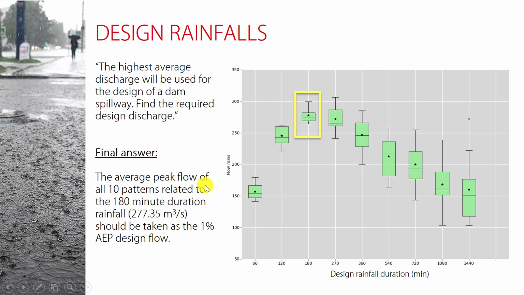So the average peak flow of all 10 patterns related to the 180 minute duration rainfall should be taken as the 1% AEP design flow. So this is the general procedure to find the design flood. Now, what we'll be looking at next is how to transform the rainfall event into runoff. We'll be looking at some methods to generate that design flood using design rainfall as input.